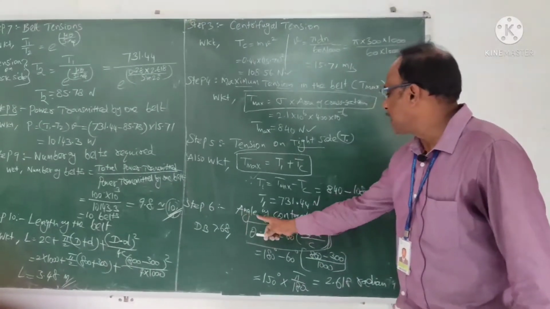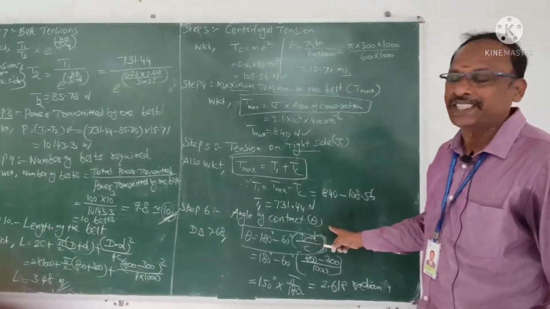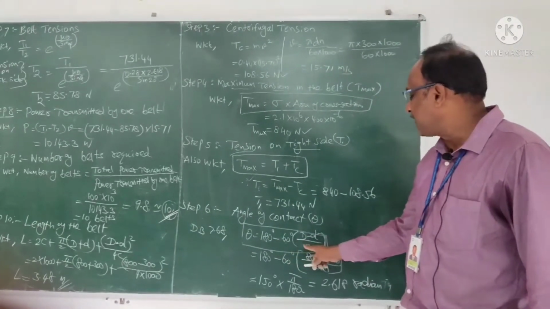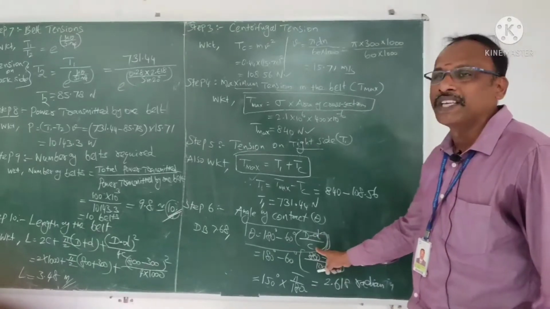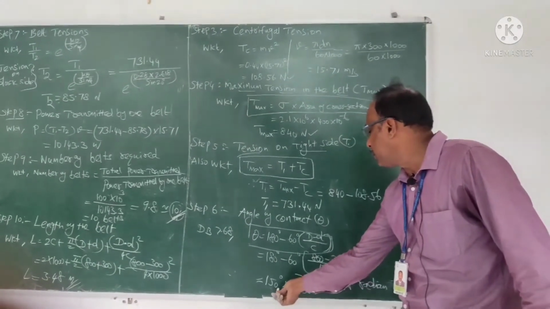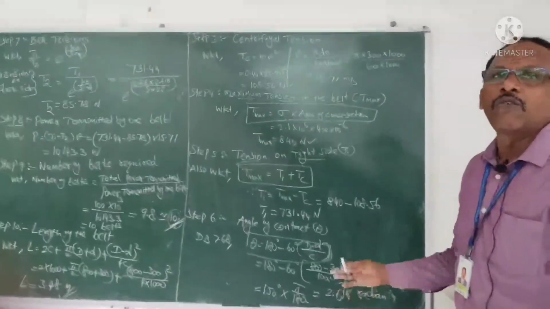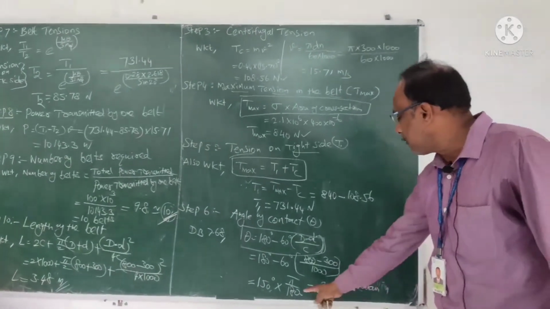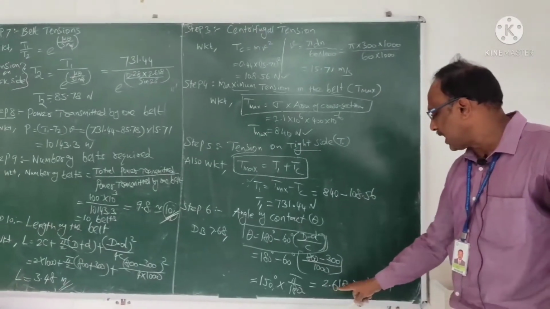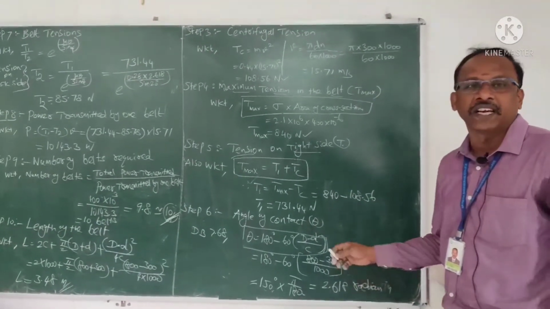Step number 6, now calculate angle of contact theta. Now theta is equal to 180 degree minus 60 into (D minus d) by C. Substitute the value, we will get the value as 150 degree. Now we need to convert into radian, multiplied by pi by 180, we can get the value as 2.618 radian.